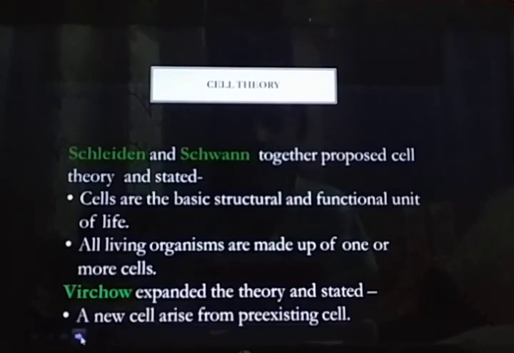After that, one of the scientists, Virchow, worked on the same cell theory that Schleiden and Schwann had given, and he added one more point. It was not clear from Schleiden and Schwann how the cell arises, from where it comes. Does it come from magic or what? So Virchow told us that a new cell arises from a pre-existing cell that is existing on the earth. From that existing cell only, a new cell can be formed. So this was the cell theory.